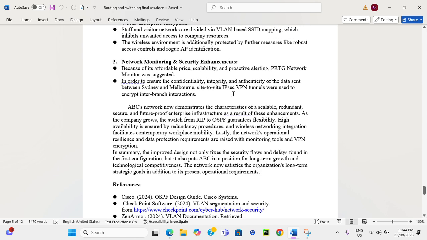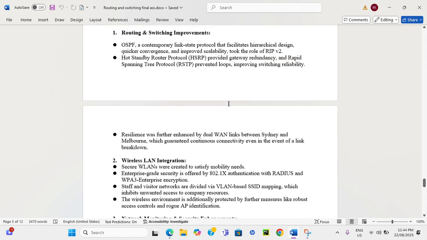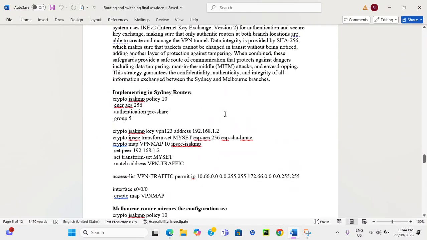Overall, the network is now scalable, secure, redundant, and ready for ABC's future growth. This design directly addresses all the limitations found in Assessment 2.